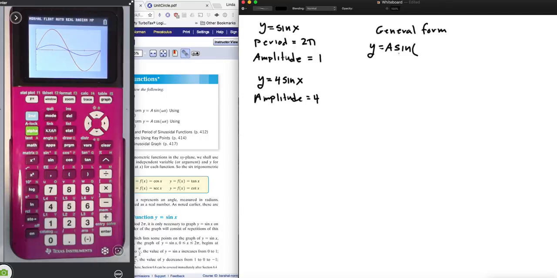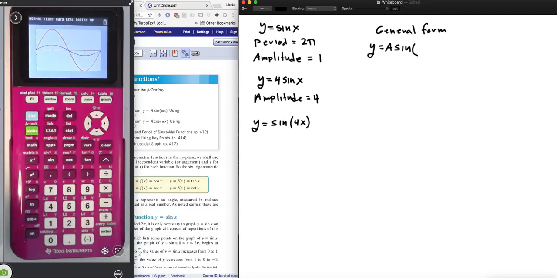Now, in addition to a vertical stretch, I could also perform a horizontal stretch or a horizontal compression. Right? And remember how we did that with a function, right? By multiplying the variables. So a vertical stretch or compression is given by multiplying the function by a constant. Right? But if I were to take this, and instead of saying 4 sine x, I say sine 4x.